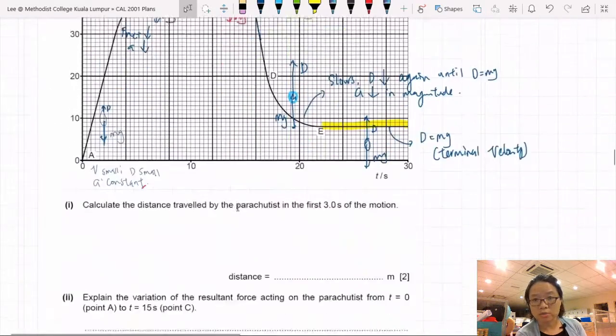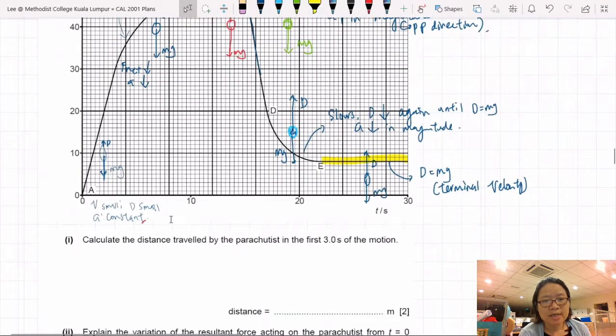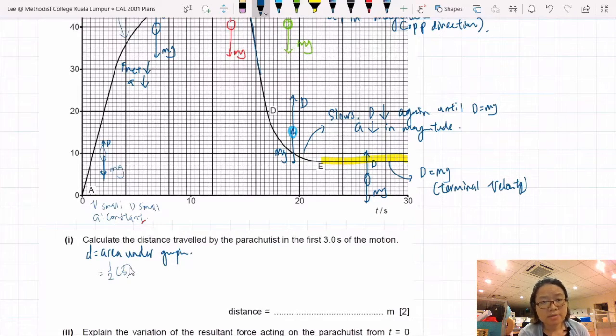You won't change until you get an external force. Okay, so let's see. Calculate the distance traveled by the parachutist in the first 3 seconds of the motion. So in the first 3 seconds, we know distance is the area under the graph, so we're going to just super zoom in. The only nice thing about having digital paper is you can zoom in.